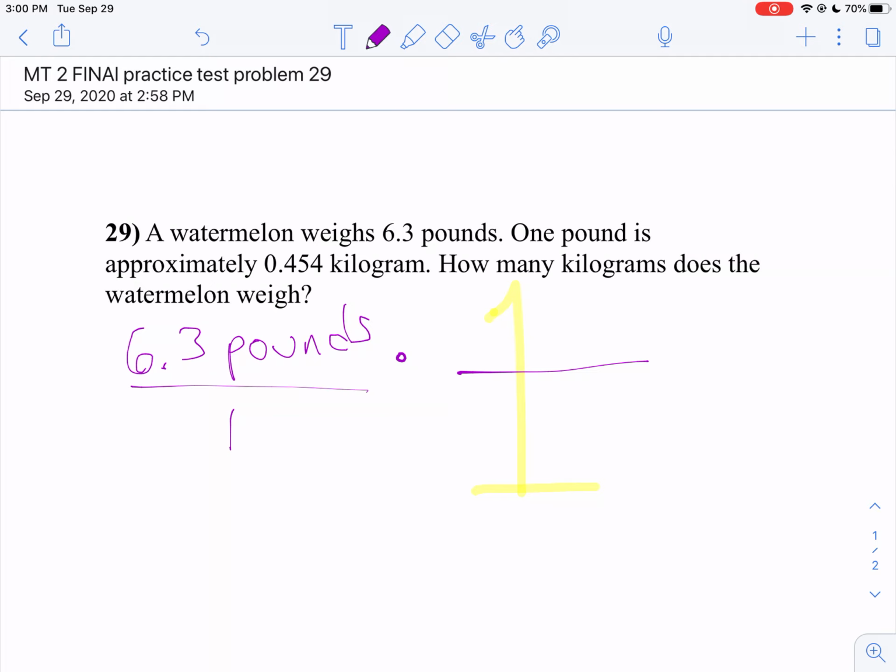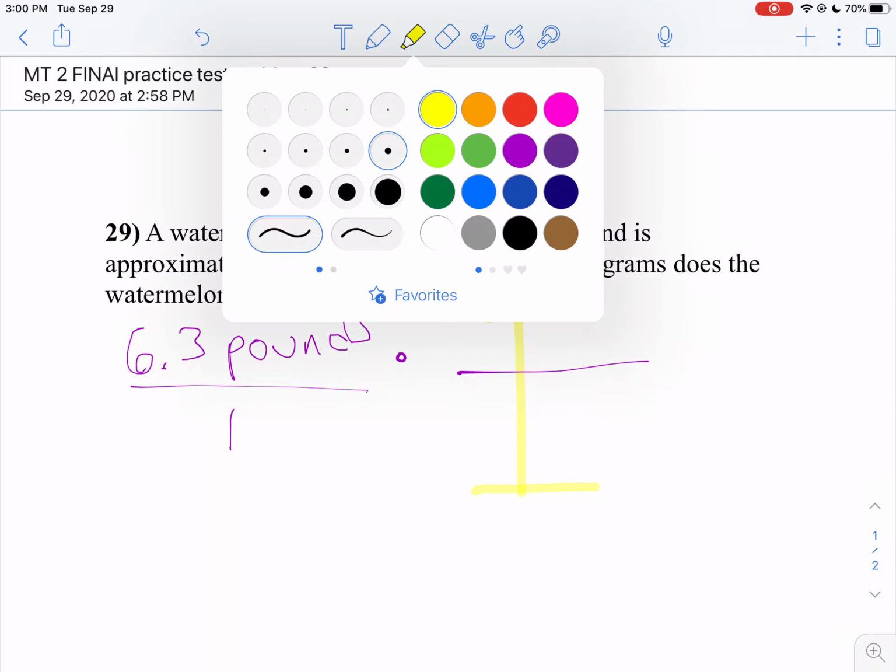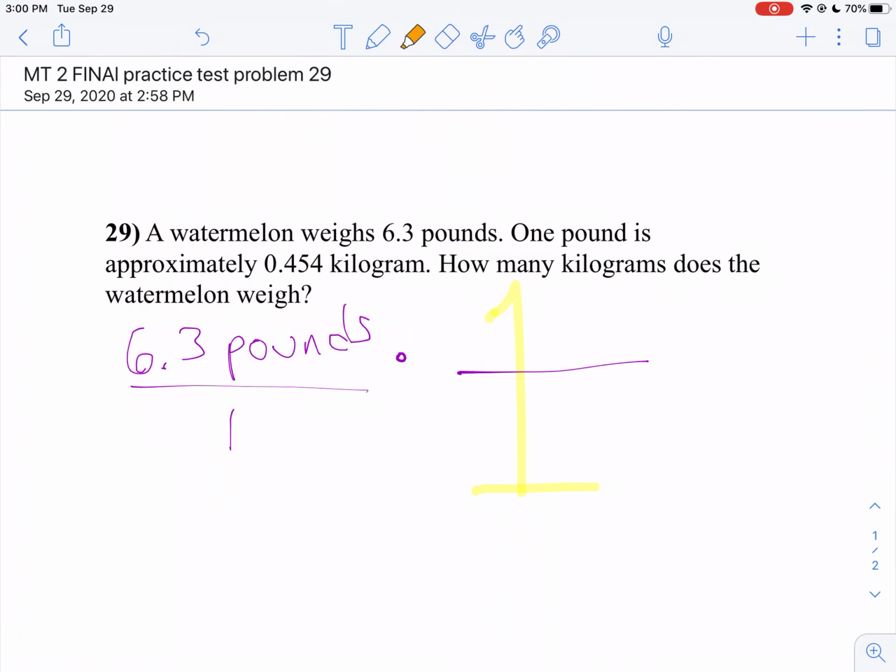Now, if I look ahead, I want my answer in kilograms. So since I want my answer in kilograms, I'm going to put kilograms in my numerator, and I'll put pounds in my denominator. And then whatever I have is going to be the same. So we know 1 pound is 0.454 kilograms. You see that? That's 1. I'm just multiplying my fraction by 1, so I'm not changing anything.